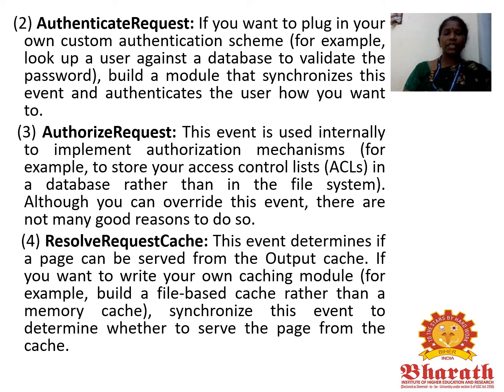Third is authorize request. In the diagram we can already see authenticate request and authorize request, and we can explain briefly here. Authorize request is used to implement an authorization mechanism, for example, to store your access control list, that is ACL, in a database rather than in the file system. Although you can override this event, there are not many good reasons to do so.